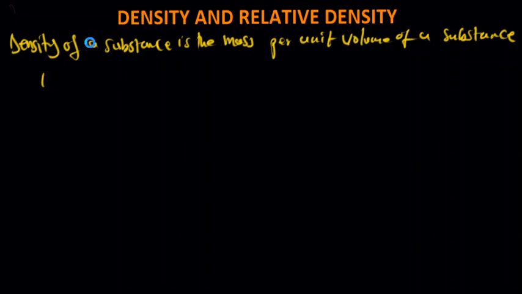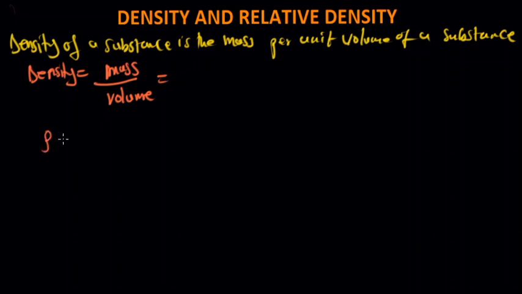So mathematically, density is equal to the mass of a substance over the volume occupied by the substance. And density, we always represent it by rho, which is equal to m over v.